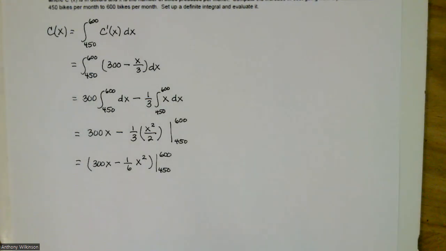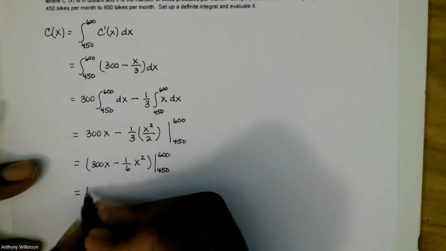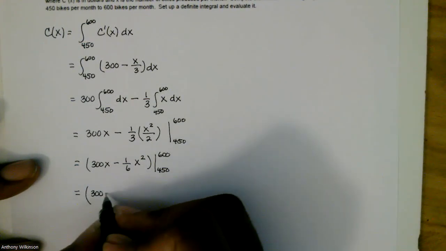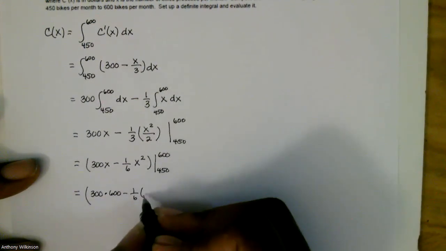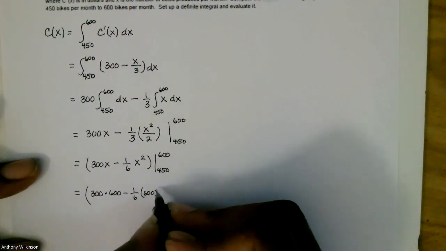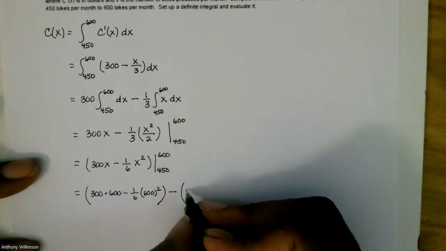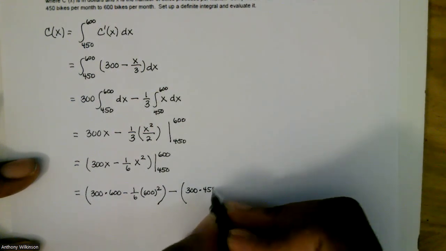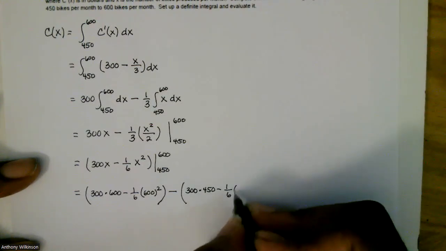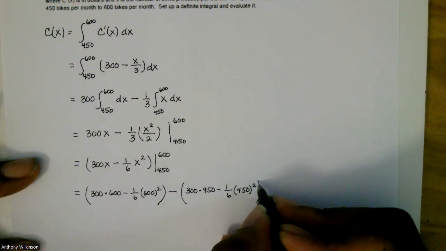So now we're going to do the upper limit minus the lower limit here in this case. So my upper limit is 600. So I'm going to have 300 times 600 minus 1/6 times 600 squared. And then minus the lower limit. I'll replace each x with that lower limit. So it'll be 300 times 450 minus 1/6 times 450 squared.